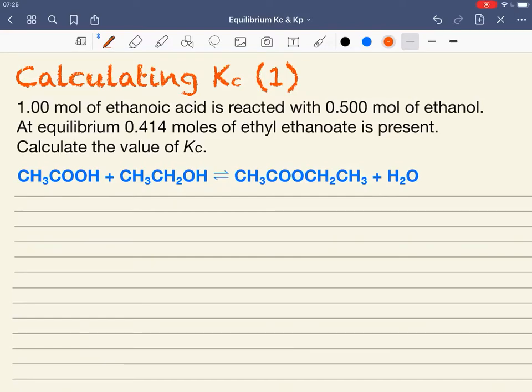Here we're going to look at calculating a value of Kc. I've been given the initial moles of the acid and the ethanol, and I've been given the moles of the ethyl ethanoate at equilibrium. So again, we're going to set up a rice table.